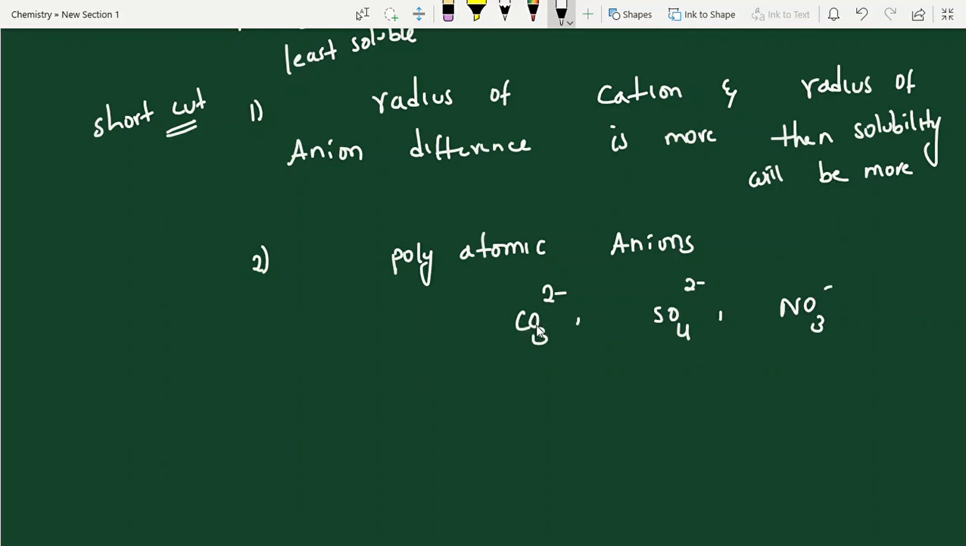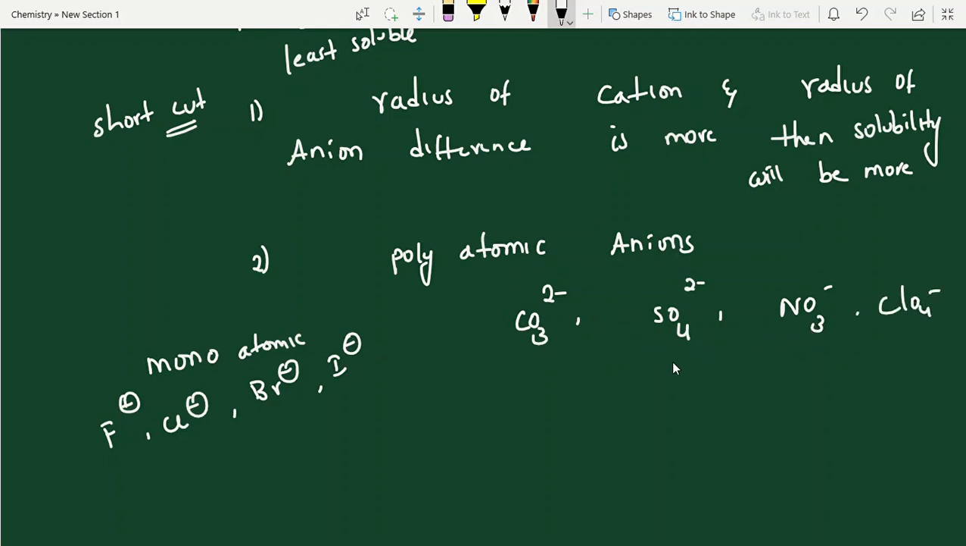Monoatomic is nothing but like Cl minus, F minus, Br minus, I minus. It will be like this. Clear? But polyatomic is nothing but more than two atoms, like chlorate ion, nitrate, chlorates. Next, frequently asked: carbonates, sulfates, nitrates, chlorates, and hydroxides. OH minus is smaller. Remaining these four are larger.